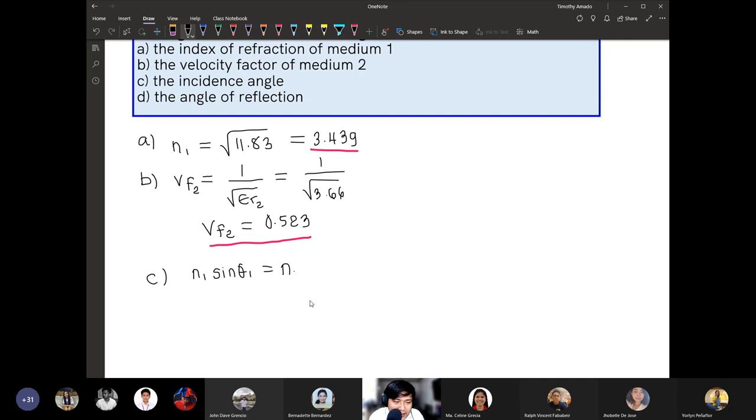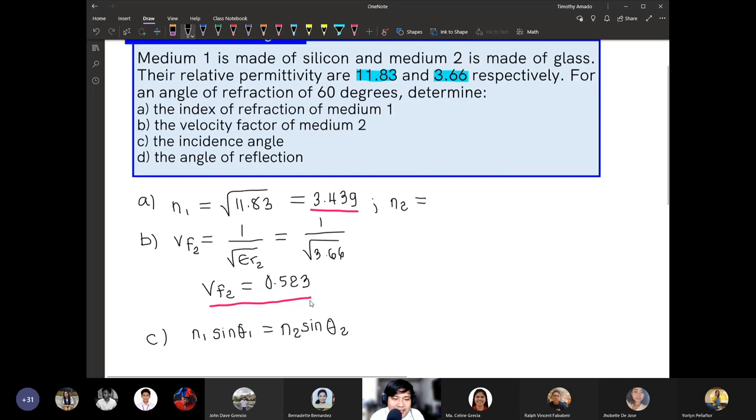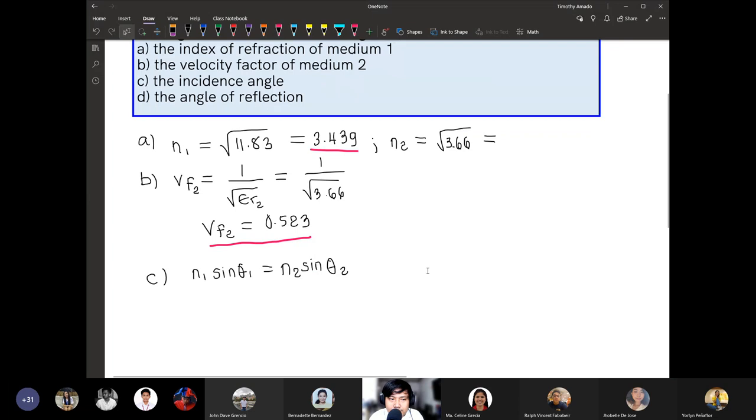Alright? So, ano yung N1 natin, guys? Na-compute naman, no? So, compute-in pa rin natin yung N2, although hindi naman siya kailangan right now, kasi gagamitin natin siya sa pagsosolve nung angle of incidence. So, square root lang natin si 3.66. So, ano muna makukuha, guys, if we get a square root of 3.66? Okay, we have 1.913.